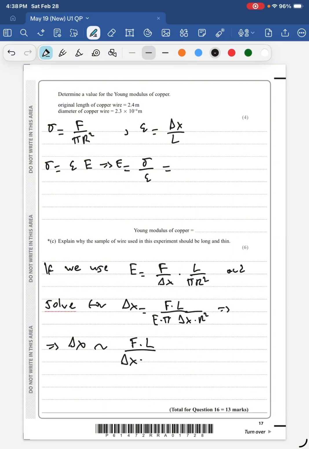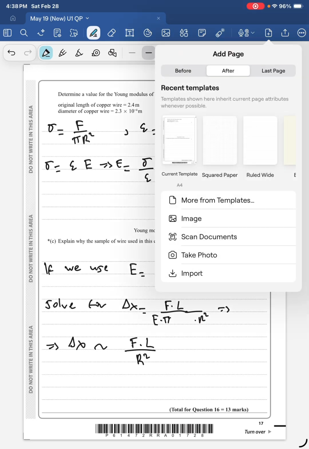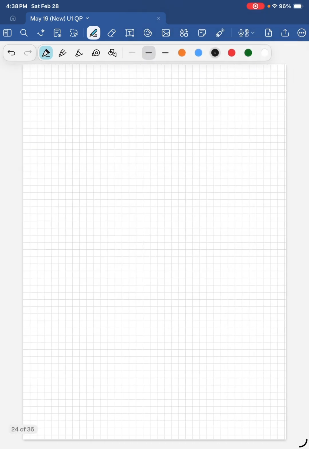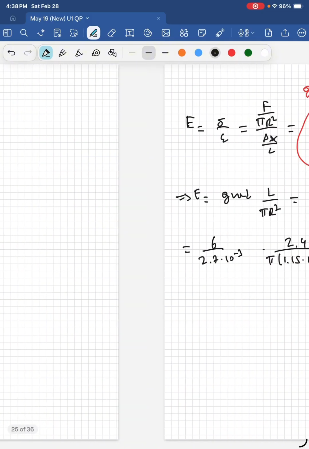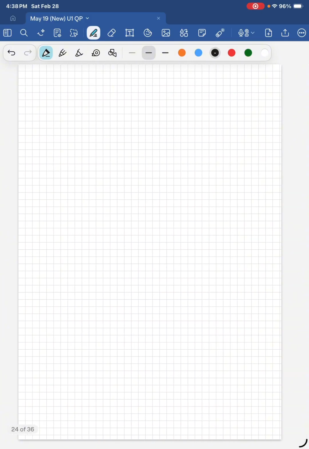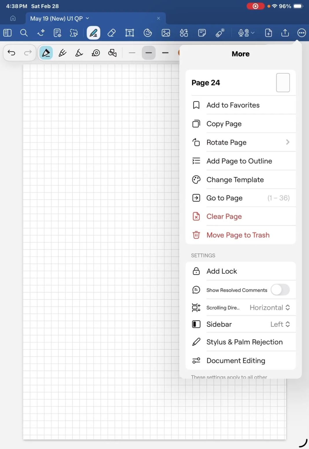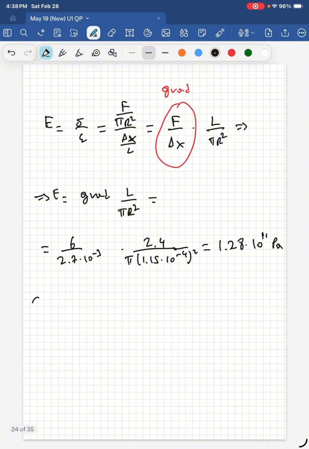Sorry, what did I do? Delta x is not there. Okay, I'm sorry, over r squared. This is what I wanted to say. So I'm going to go back to the clean page. We don't need that. So can we delete this? Not clear, move page to trash. Okay, so part C is over here.